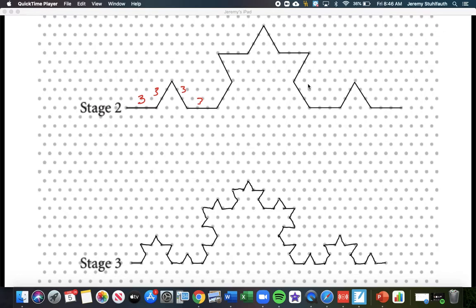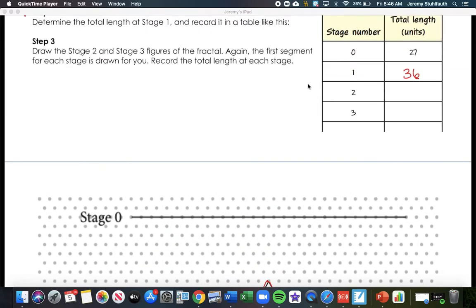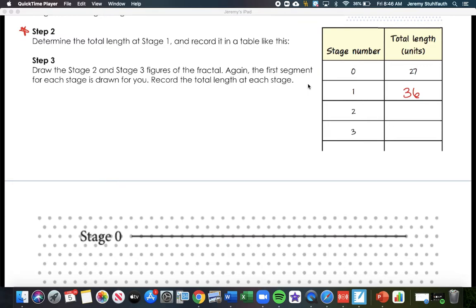So if we look at how many sides there are, there's 1, 2, 3, 4, 5, 6, 7, 8, 9, 10, 11, 12, 13, 14, 15, 16. So there's 16 sides. Each is 3 units long. So if we multiply 16 by 3, we get 48. So we know that for stage number 2, there is a total length of 48 units.